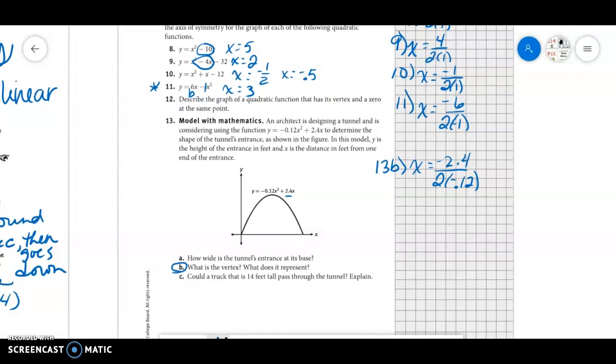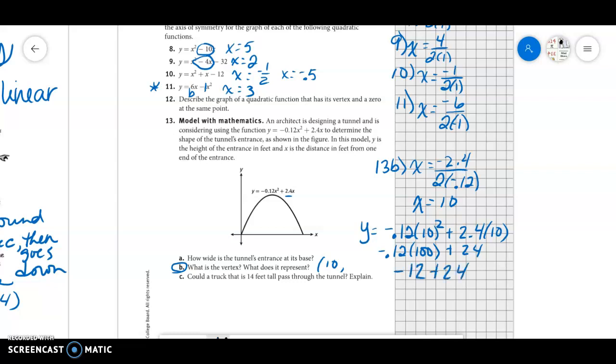So that was the beginning of our coordinate, and you needed to plug that into your equation. So we had y equals negative 0.12 times 10 squared plus 2.4 times 10. So 10 squared is 100. So negative 0.12 times 100 plus 24. When I multiply negative 0.12 by 100, I get negative 12 plus 24.